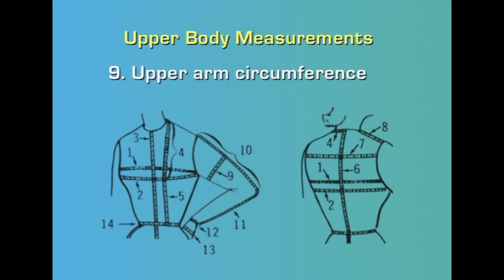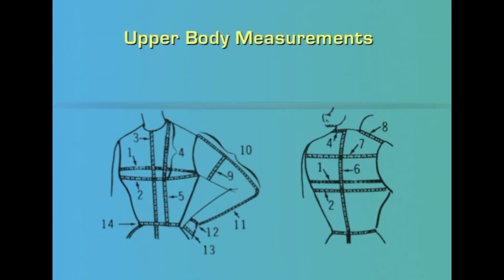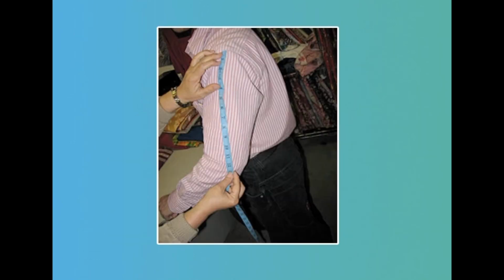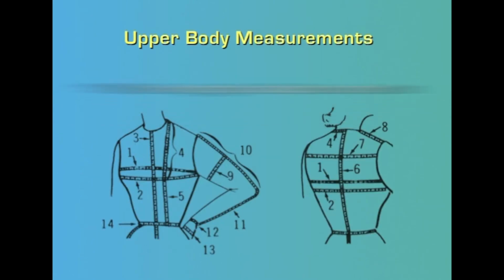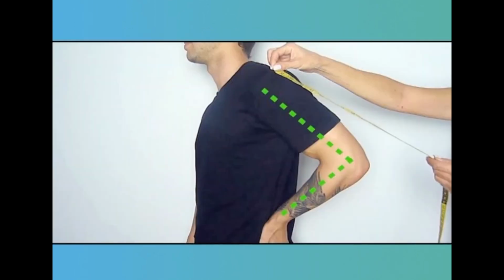Upper arm circumference. With arm bent and fist clenched, measure around fullest part of the upper arm. Arm length. Shoulder to elbow. With arm bent, measure from arm socket, that is end of the shoulder, to the point of elbow. Arm length. Shoulder to wrist. With arm bent, measure from arm socket over elbow to wrist bone.